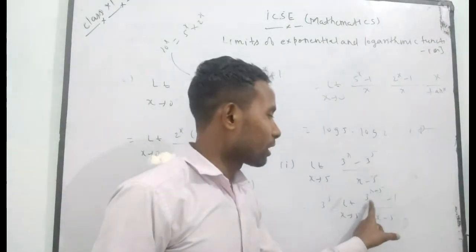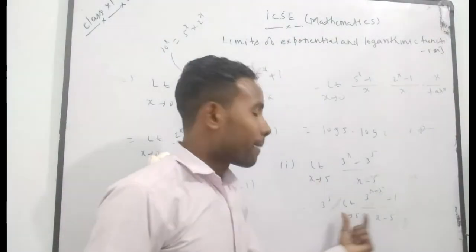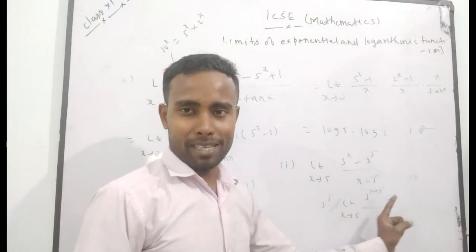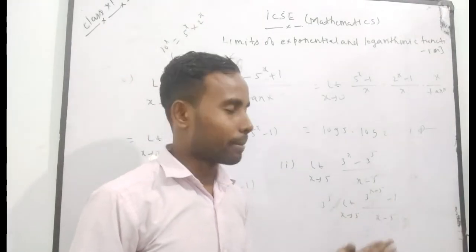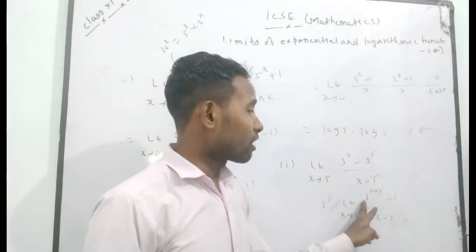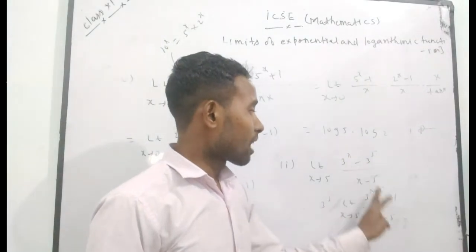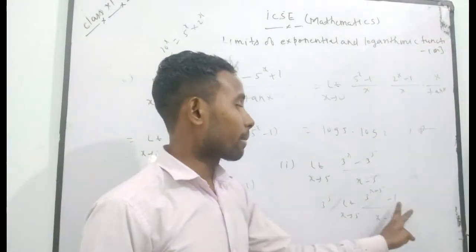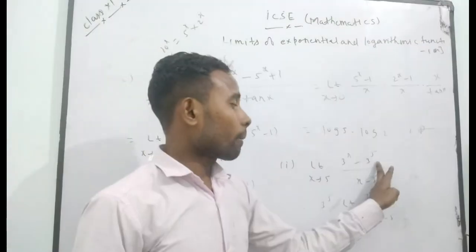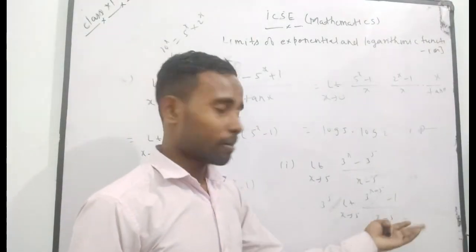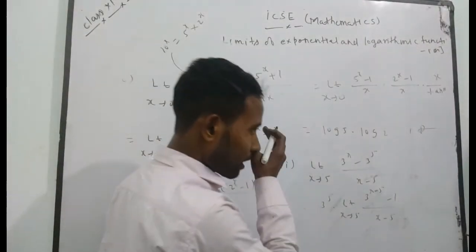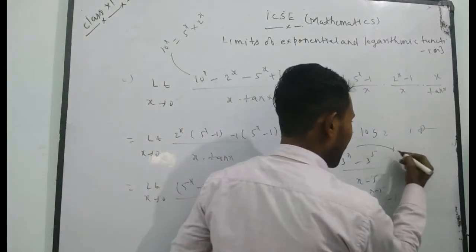3 to the power 5 into 3 to the power x minus 5. Base is same, so power is added: 5 plus x minus 5, the 5 and minus 5 vanish. Finally, you get 3 to the power x. If you multiply by 3 to the power 5 in 1, what do you get? 3 to the power 5 divided by x minus 5. This is the same. If you couldn't understand this way, I want to write it another way.